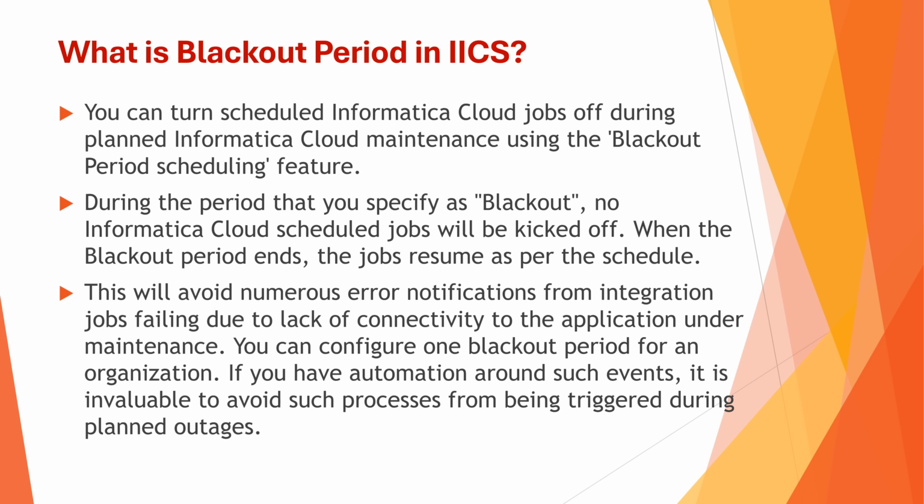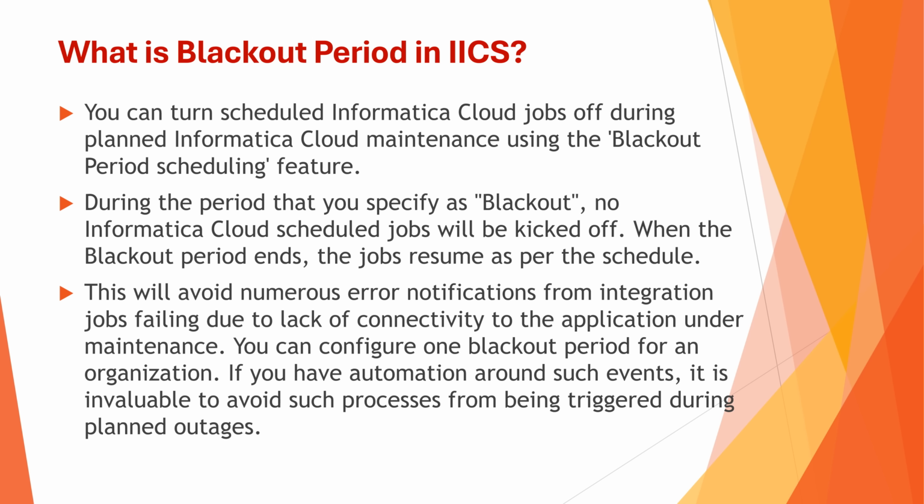Suppose my job is already running before the start of the blackout period. At 9 a.m. my blackout period is going to start, but my job was already running at the time of the blackout period start. That job is not going to be killed or stopped. It's going to run, and whichever jobs are going to start between this blackout period, only those jobs are not going to be kicked off. And after completion of the blackout period, all the jobs are going to run as per the schedule.